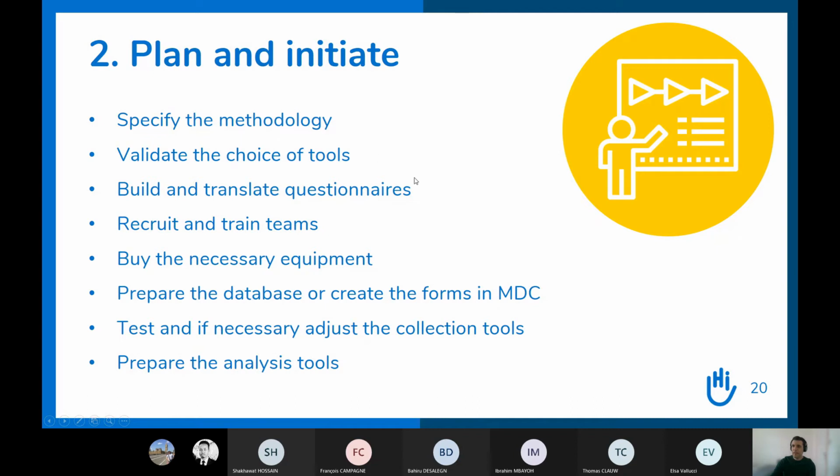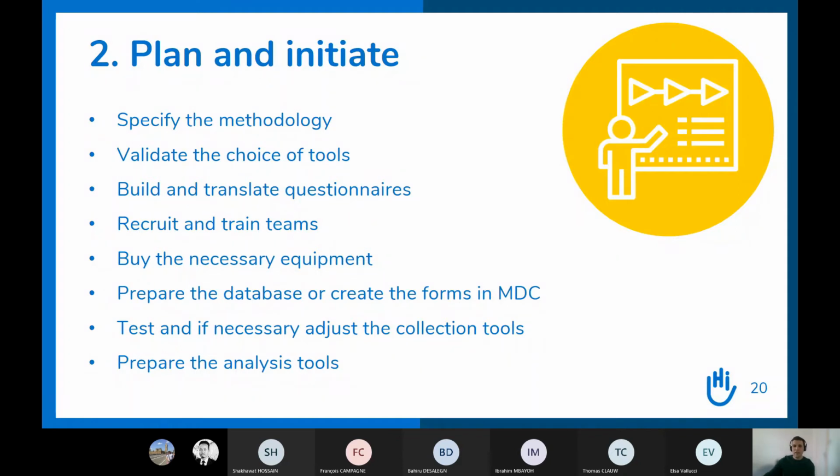Then you are going to have to build and translate the questionnaires. It's not necessarily something that you as MEAL or IM people are going to do. Building the forms is usually done by the technical teams or the project teams. But at some point you will have to give your opinion about the forms, because you're also the expert about data collection, and it's your job to say, okay, but if you want to have this information, maybe because you want to analyze it in this way, then the question needs to be formulated in a specific way.